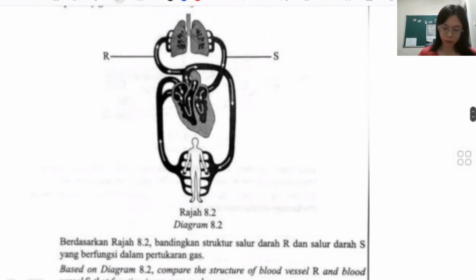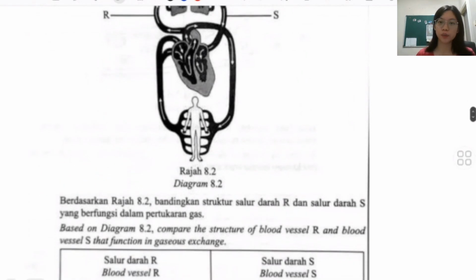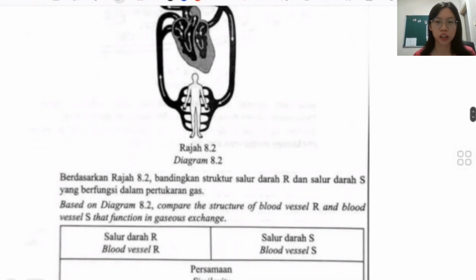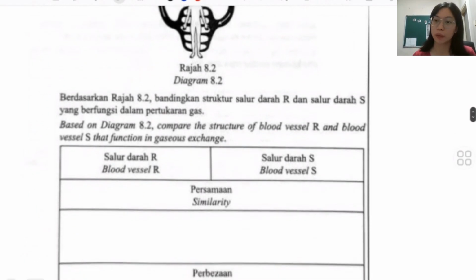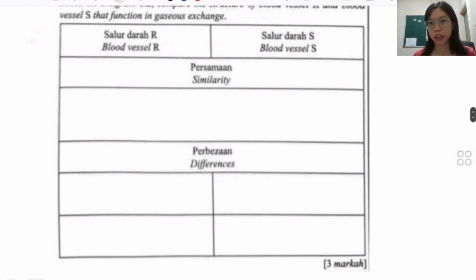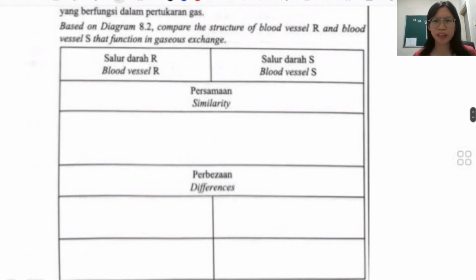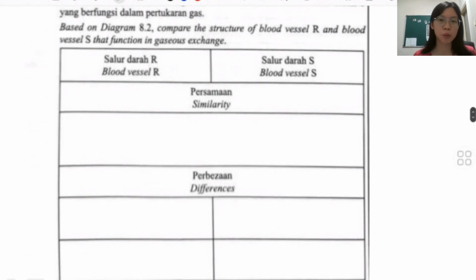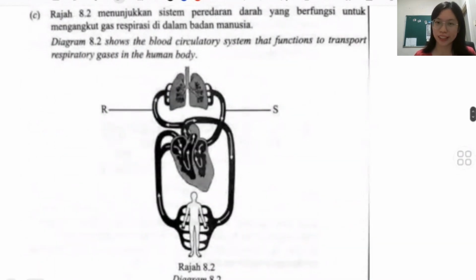So they want you to compare the structure of blood vessel R and blood vessel S that function in the gaseous exchange, and they provided you a table of similarities and differences. So 3 marks right here. If you identify blood vessel R and S in the differences, you can also get 1 mark already. That's how easy it is. But you have to know what it is.